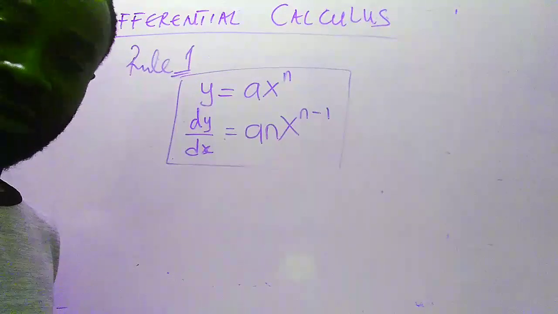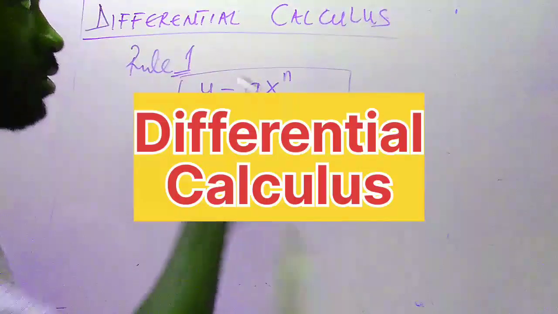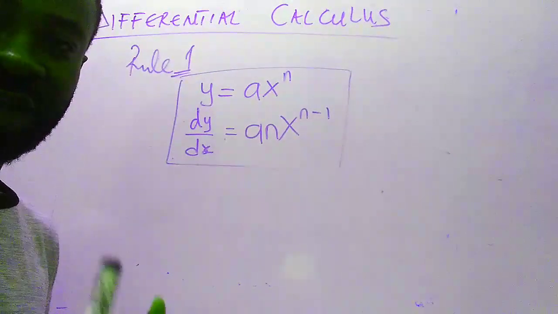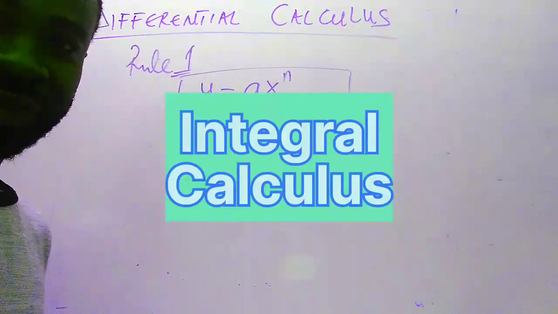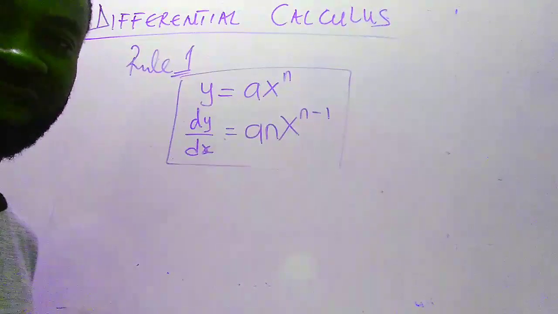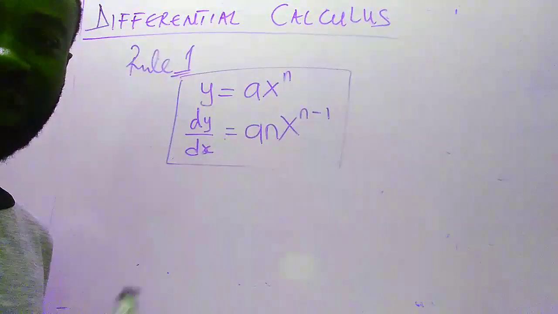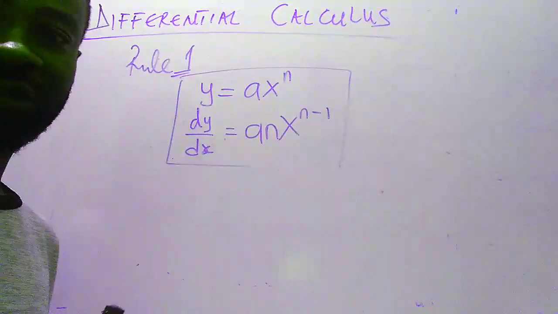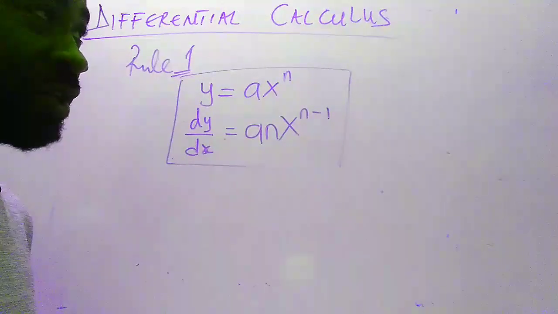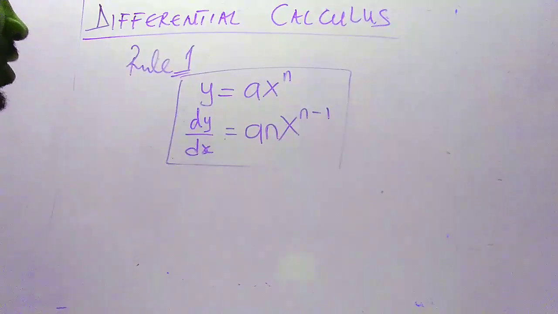Now, calculus actually has two fields. We have what we call differential calculus, which is what we're going to be treating today, and then we have what we call integral calculus. The part that deals with how things change with respect to another is differential calculus. The other part that deals with the summation and accumulation of things is integral calculus. So let's talk about differential calculus today.